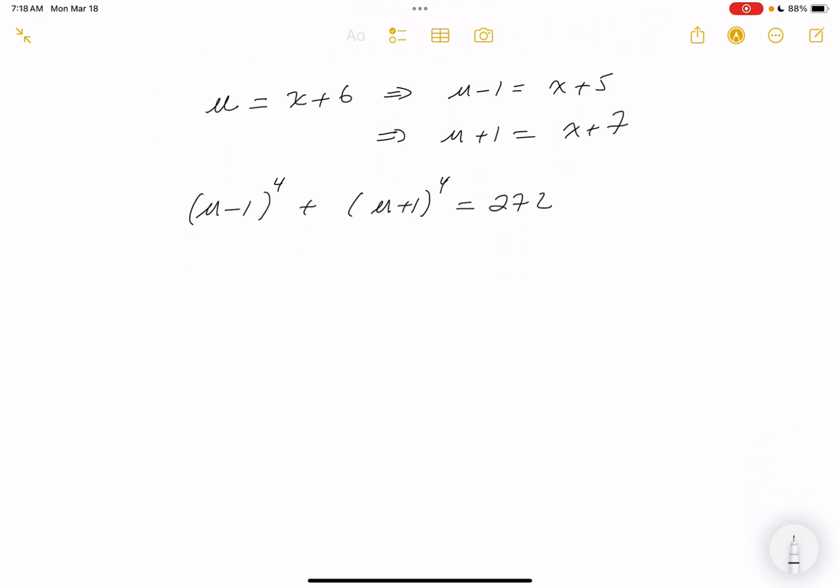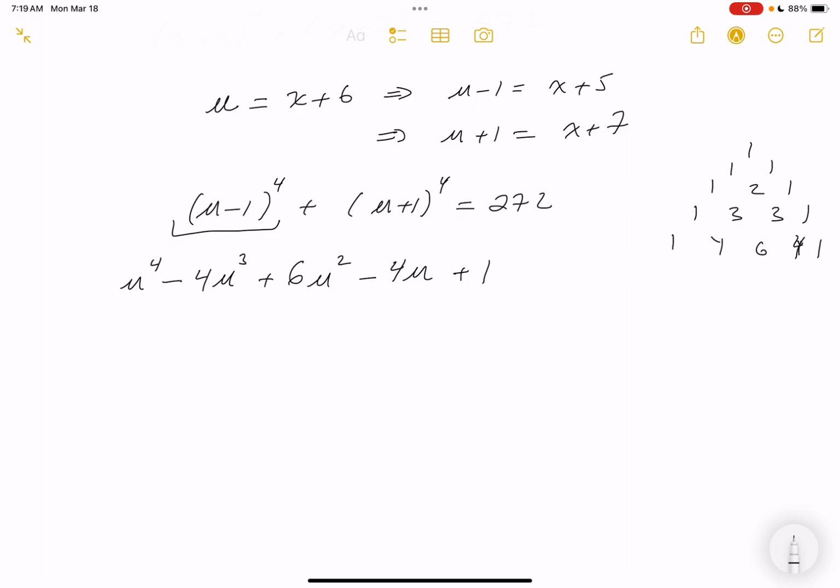And looking at this thing, just binomial theorem, it's really kind of easy. It's u^4. Let me go through that with you. 1, 1, 1, 2, 1, 1, 3, 3, 1, 1, 4, 6, 4, 1. So this can be u^4 minus 4u cubed plus 6u squared minus 4u, and then it's going to be plus 1. I just did this part over here. All right, let me do this one now.